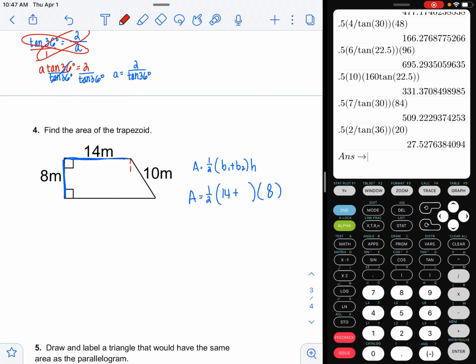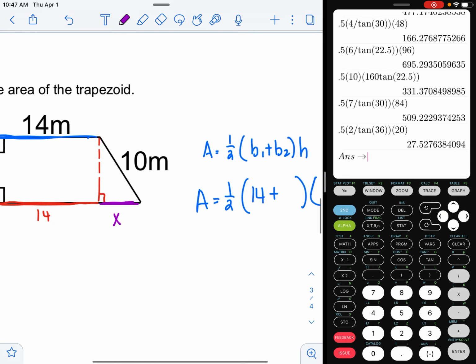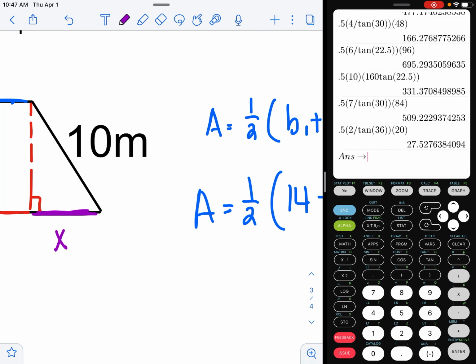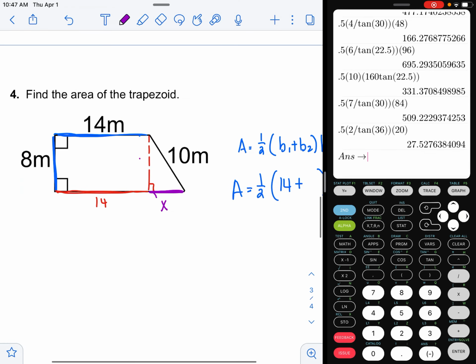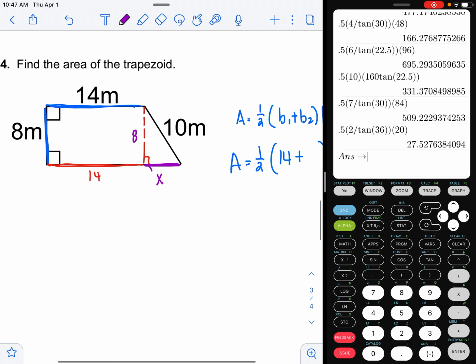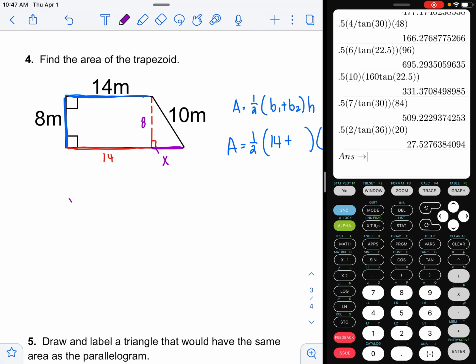So what I'm going to do is draw in a height here also. There's a right angle right there. Do I know how long this piece is? 14. Okay. Do I know how long this piece is? No. So that's going to be my x. Now, if you look, this is on a right triangle. This is x. The hypotenuse is 10. Do I know that height right there? And I do. It's 8. So I can use the Pythagorean Theorem to figure out what x is.